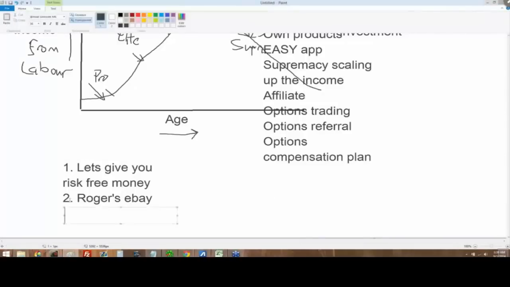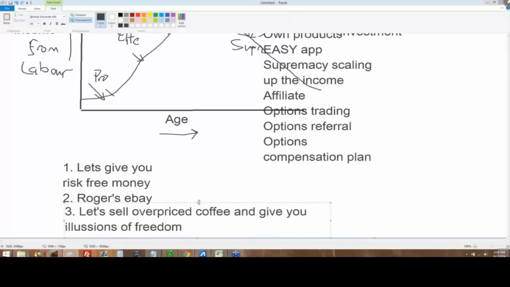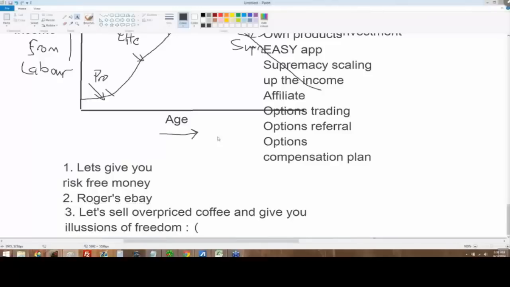And then, of course, we had this third thing, which was, let's sell overpriced coffee and give you illusions of freedom. Can you put a sad face on that? Add a sad face to that third one. Alrighty. Sad face there.